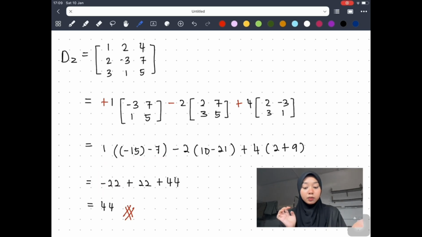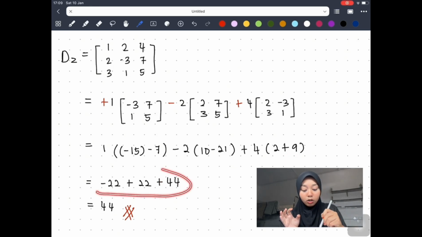For the next number, we have negative 2. The numbers inside the box, we cross multiply: 2 multiplied by 5 and 7 multiplied by 3. We get 10 minus 21, so the answer will be 22. For the next number, which is positive 4, 2 multiplied by 1 and negative 3 multiplied by 3, we get 2 plus 9, so the answer will be 44.